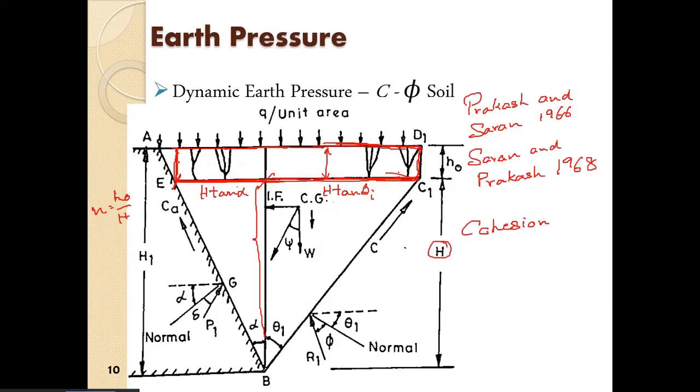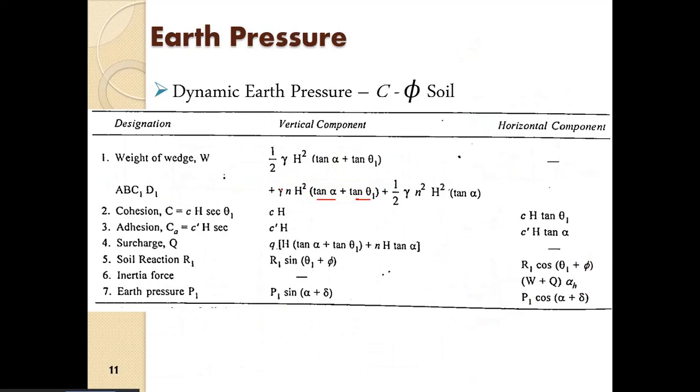So if I want to find out the weight of this wedge, so unit weight, alright, into h naught, alright, into h tan of alpha plus h tan of theta 1, okay. So h naught is equal to n times h, as they have defined this ratio, all right. So what they have replaced is gamma n, h they have taken out, so h square tan alpha plus tan of theta 1. Okay, so they obtain this.